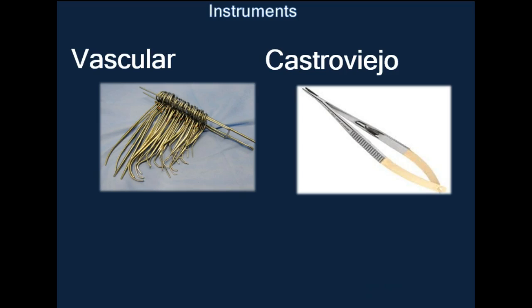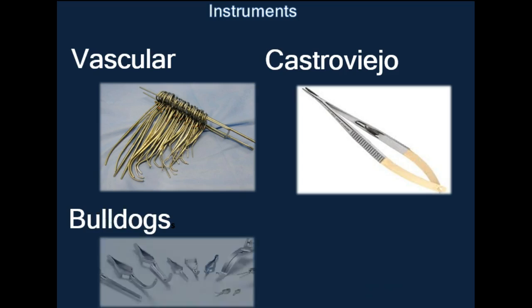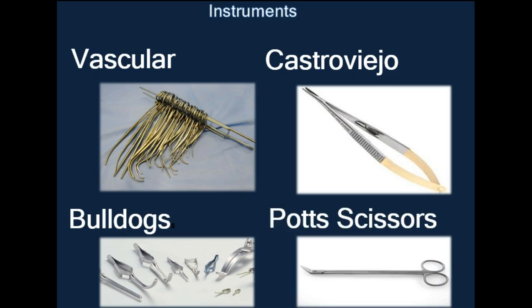The Castro Viejo needle holder, in either a locking or non-locking version, is designed to hold small needles. Atraumatic bulldog clamps, also in various shapes and sizes, may be used for temporary occlusion of a vessel. A small incision into a vessel is commonly made with an 11 blade and further extended using Pott's scissors.